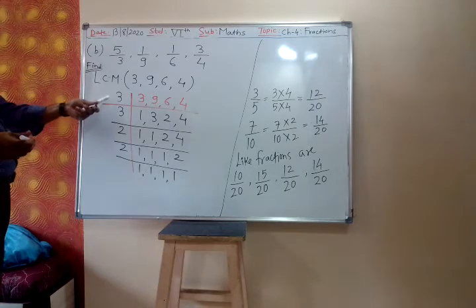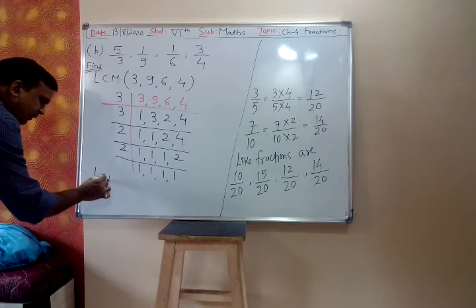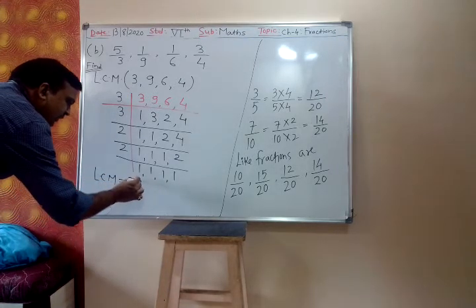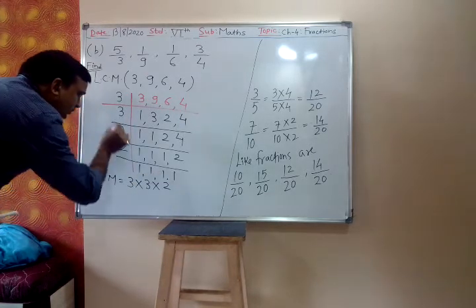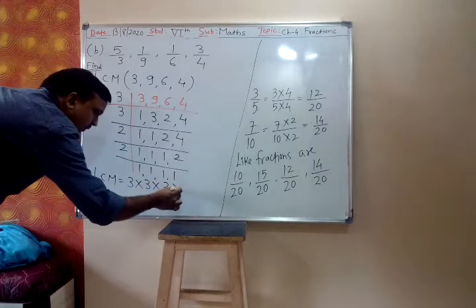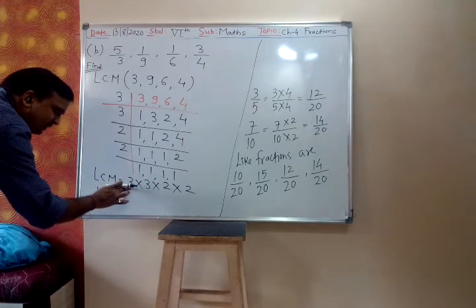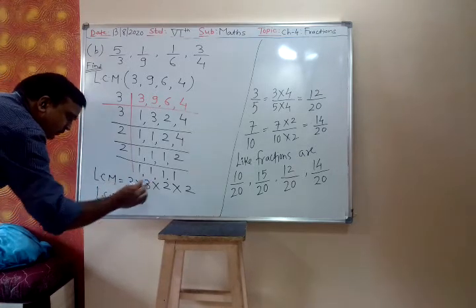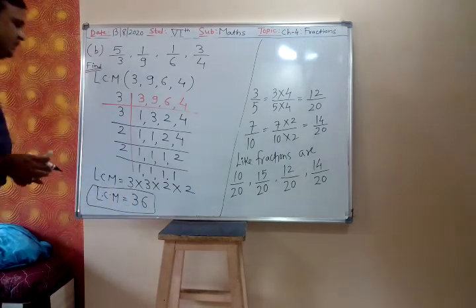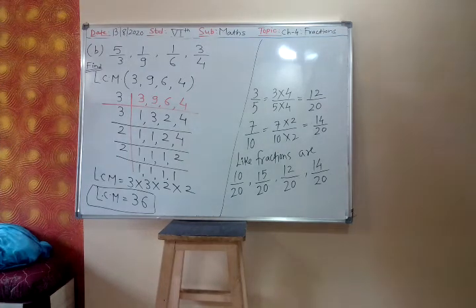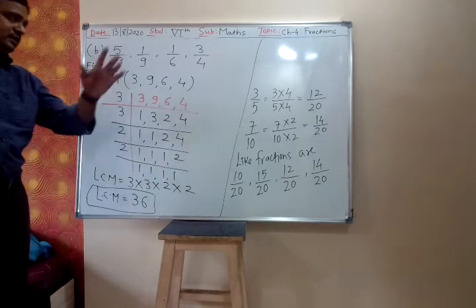So LCM is 3 into 3 into 2 into 2. To find that LCM, we multiply: 3 3s are 9, 9 2s are 18, 18 2s are 36. So LCM of the denominators is 36.